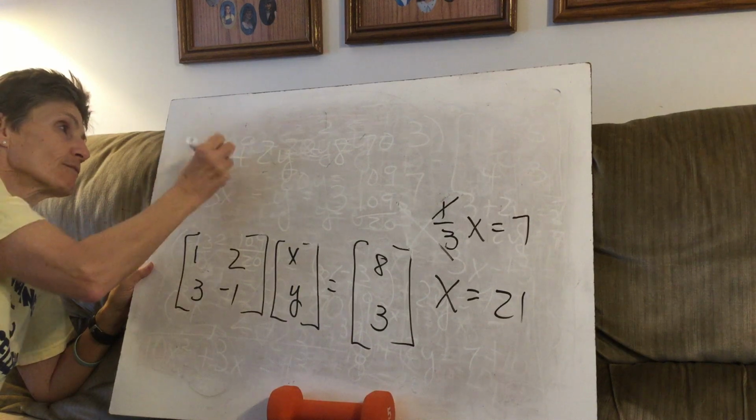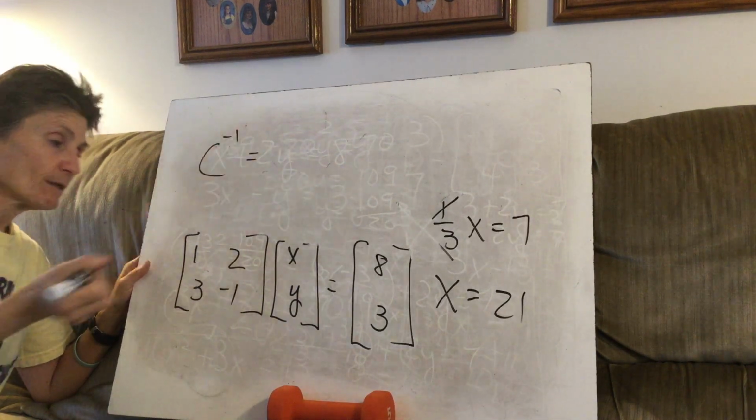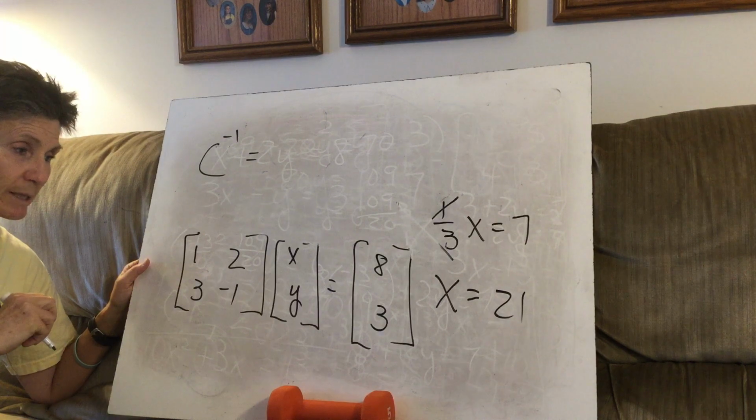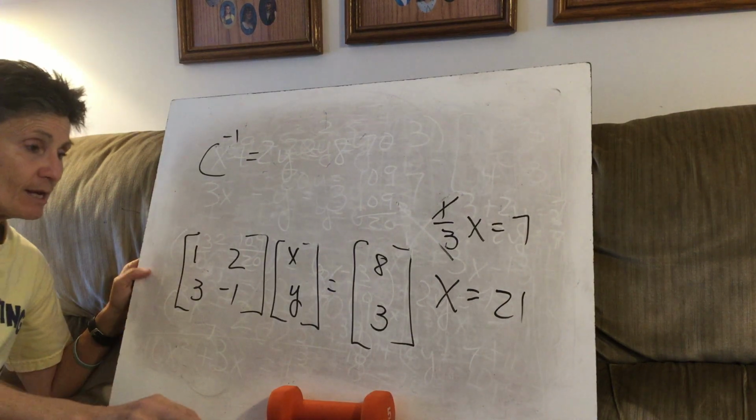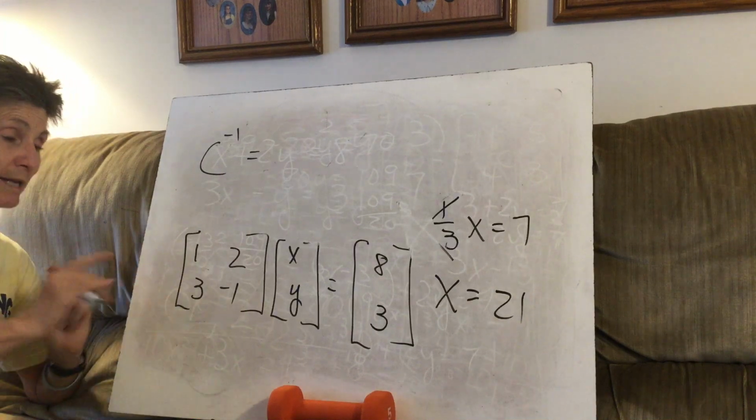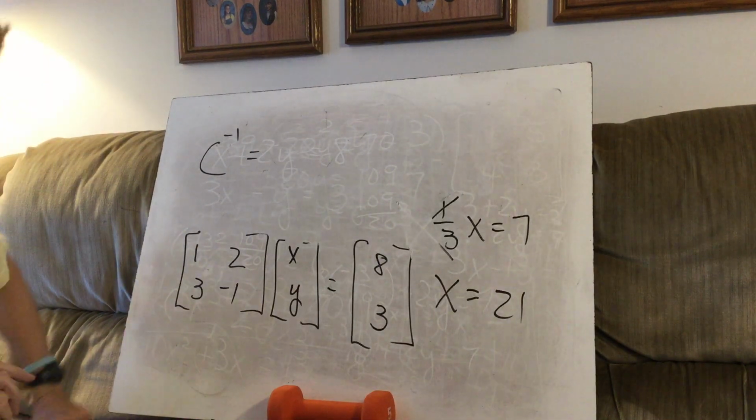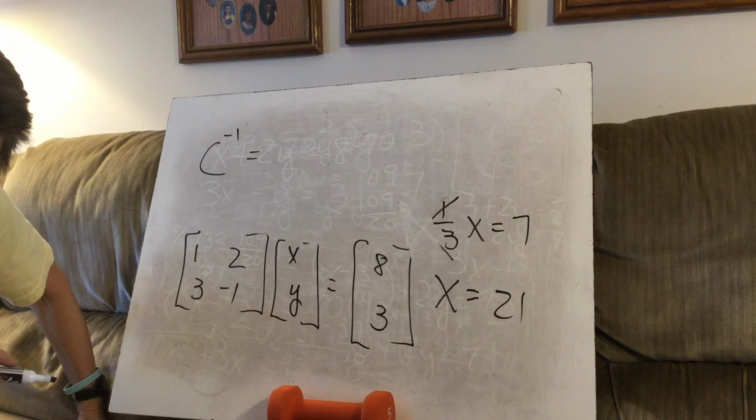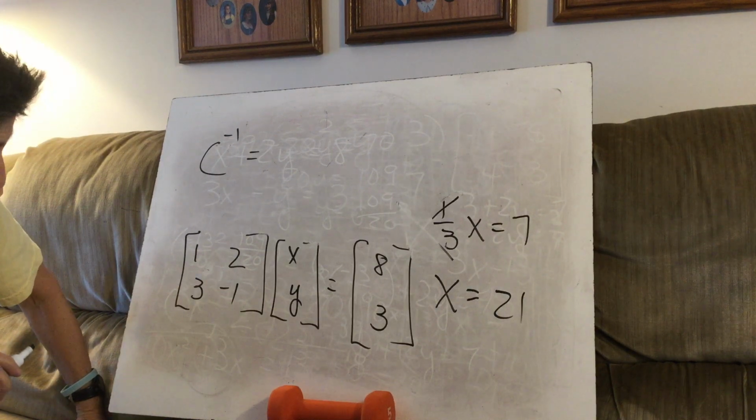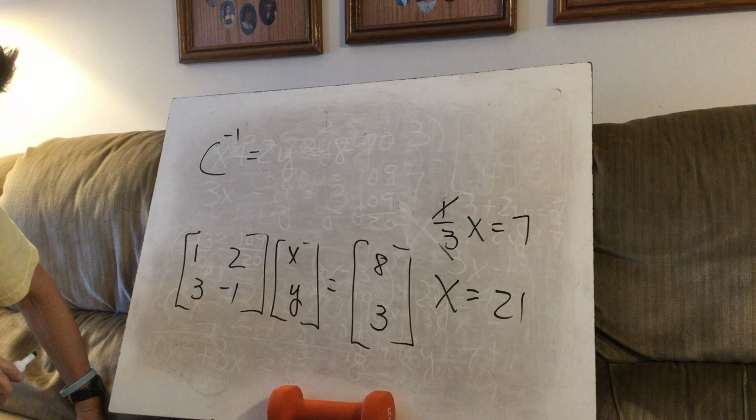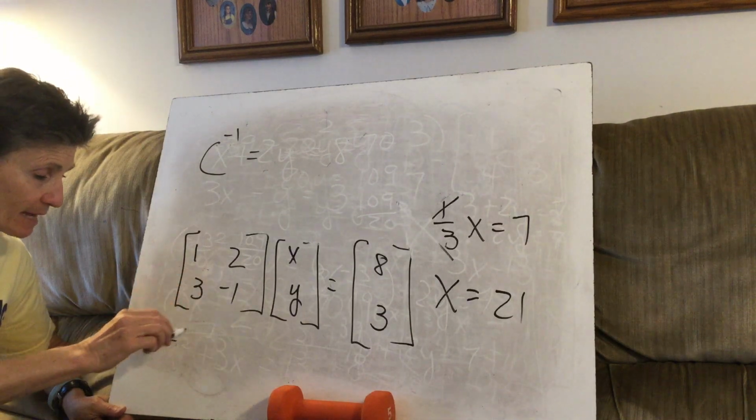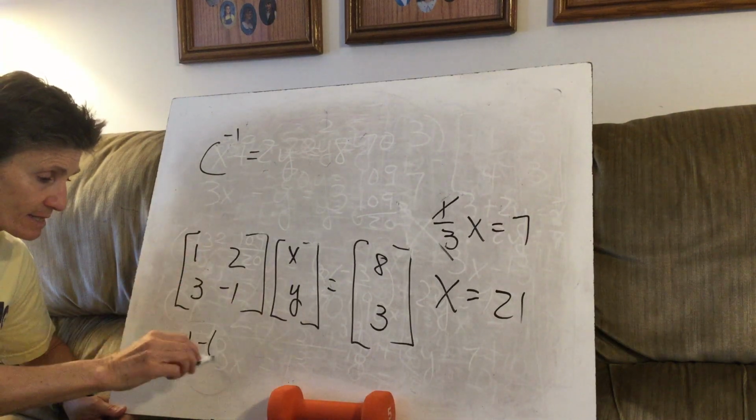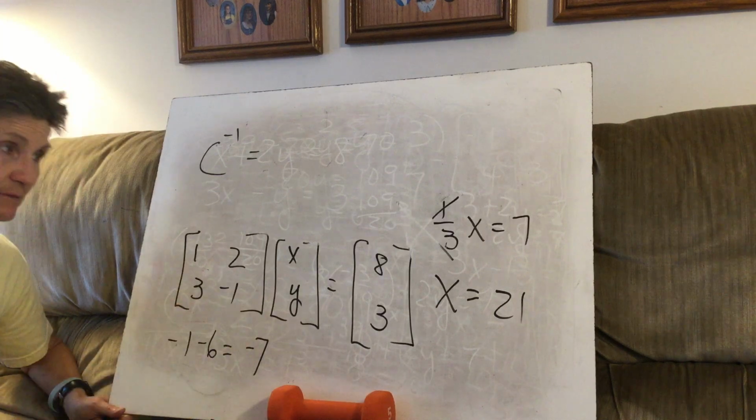So what is the inverse? I'll call it C. What is the inverse of the coefficient matrix going to be? Well, I'm not sure. I'll have to figure that out. That's good review for us. How do we find the inverse of the coefficient matrix? What do we do first? Find the determinant. Exactly. So the determinant is going to be -1 minus 6. So the determinant is -7.